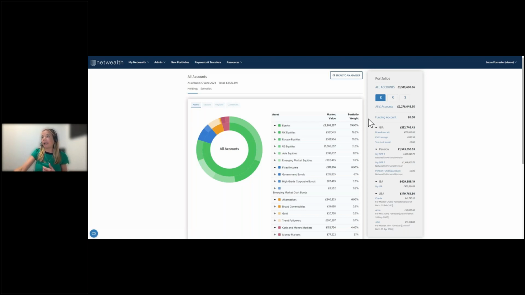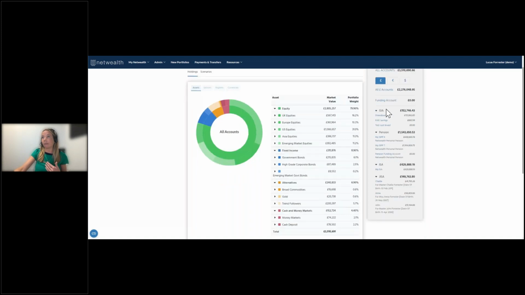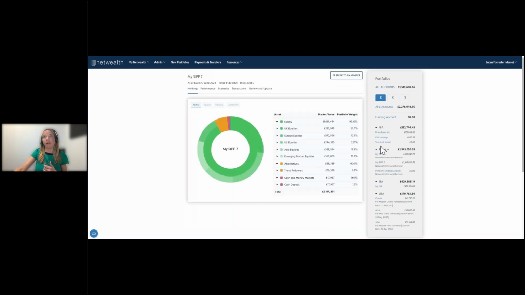And what we can see here is a list of the different clients' account types on the right-hand side. So he's got a general investment account, he's got a pension, an ISA, and some junior investing accounts as well. And these all may be invested at different risk levels to create a blended investment strategy based on his different time horizons, objectives, and the attitude to risk he has for each portfolio that we've opened. So if, for example, we drill down into looking at his pension portfolio, so let's take his My SIP 7 portfolio, which we can see is specifically invested at risk level 7.